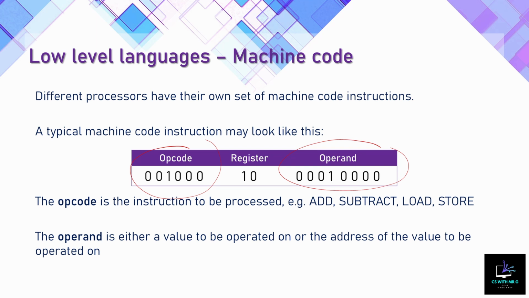And just as a reminder from that lesson in Unit 3, the opcode is the instruction that's being processed, for example, adding or subtracting a number, loading a number, or even storing a number. And the operand is the value that's being operated on, which could be the address of the value or the actual value itself. And as you can see, they are just binary numbers that the computer can read and understand. We would never be expected to read or understand any of this.